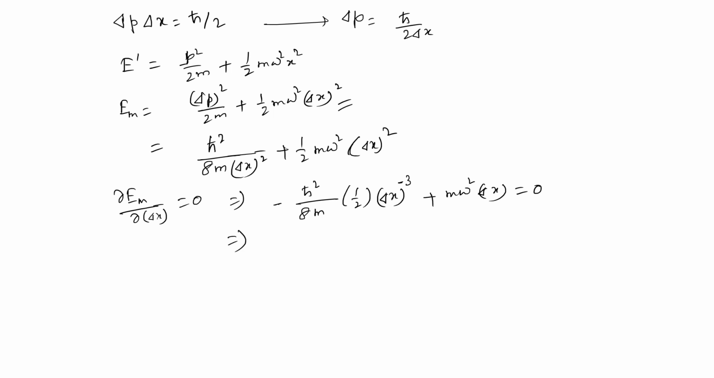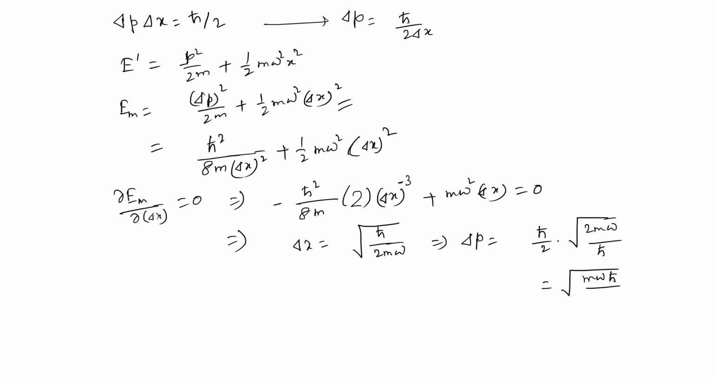So finally we can write that delta x equals square root of h cut by 2 m omega. That means delta p equals h cut by 2 into 2 m omega by h cut, that means m omega h cut by 2, under a square root. Now if I put the values of delta p and delta x in the expression for E, we will find again that this equals half h cut omega.